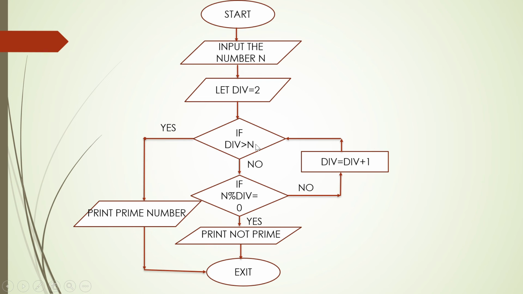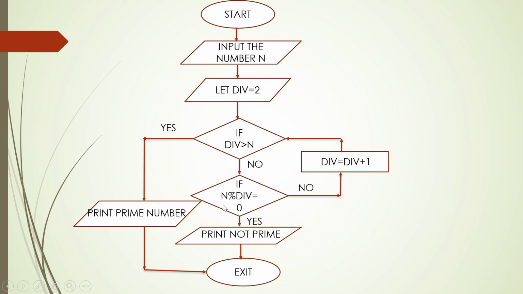So here we will take out the percentage, that is we will take out the remainder. If 6 divided by 2 gives a remainder of 0, we will see yes, because 6 is divided by 2 when it is 3 as a quotient. So we will see yes, and it will go out to be yes, and it will print it is not prime number. Then the program will exit.